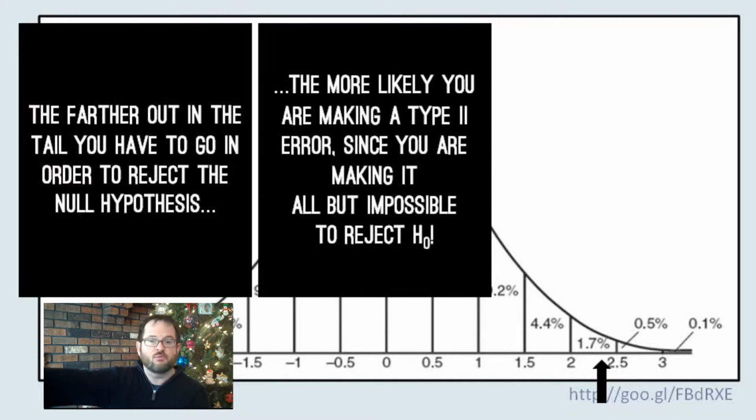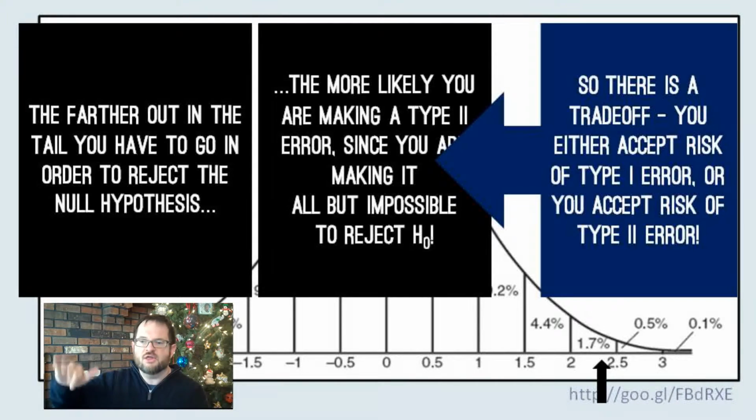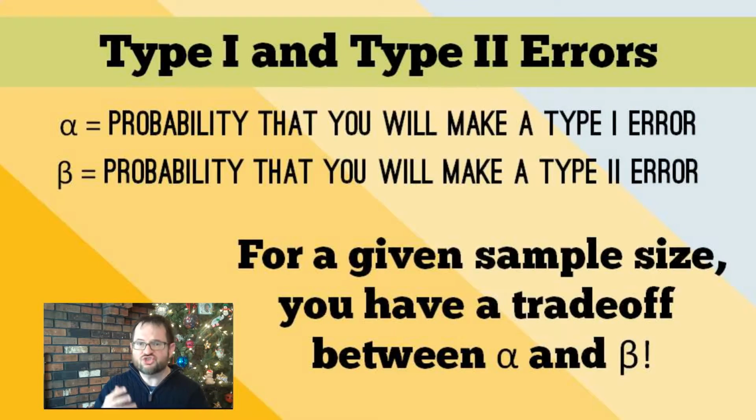Yeah, we can manage alpha. We can say, hey, you've got to be way out there in the tail of the distribution. On the other hand, in order to do that, you're just making the risk of type 2 errors bigger and bigger because you're basically making it all but impossible to reject H naught. Oh no. See how there's a trade-off? There's no easy way to get around this problem. You either accept the risk of type 1 error or you accept the risk of type 2 errors. There is always this trade-off.